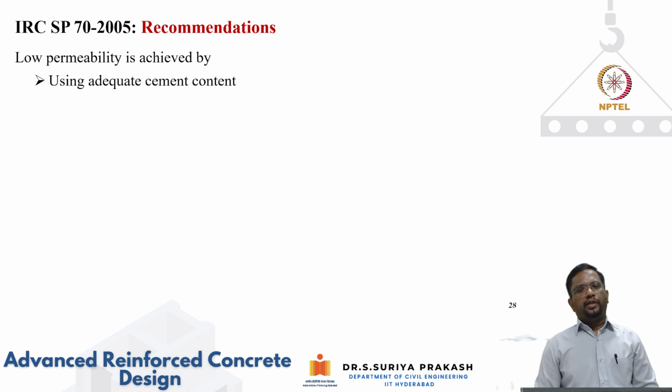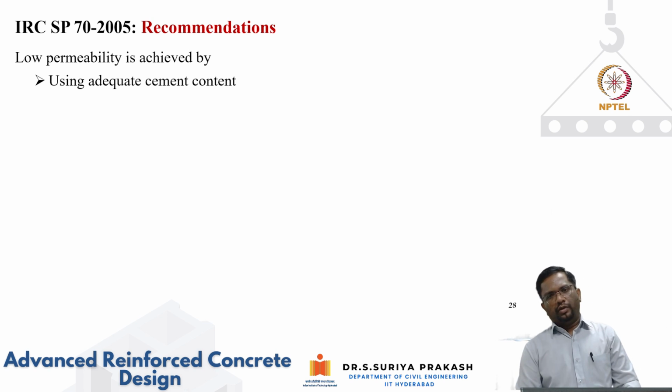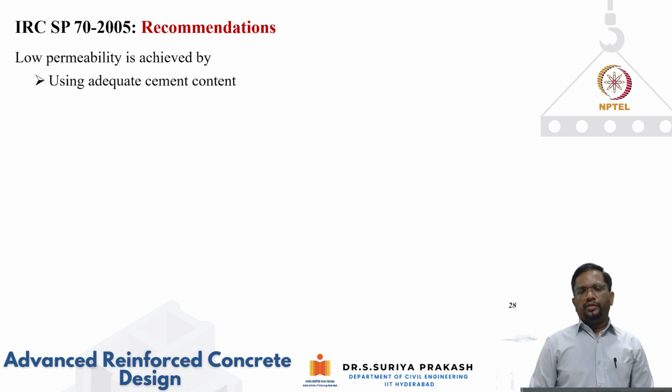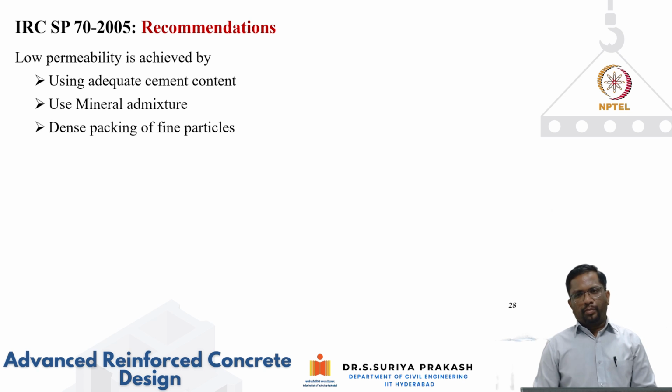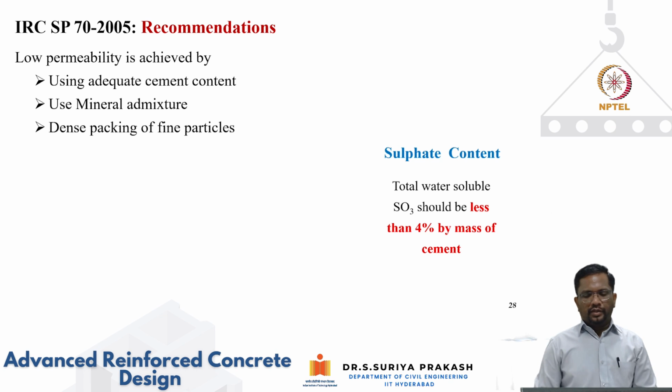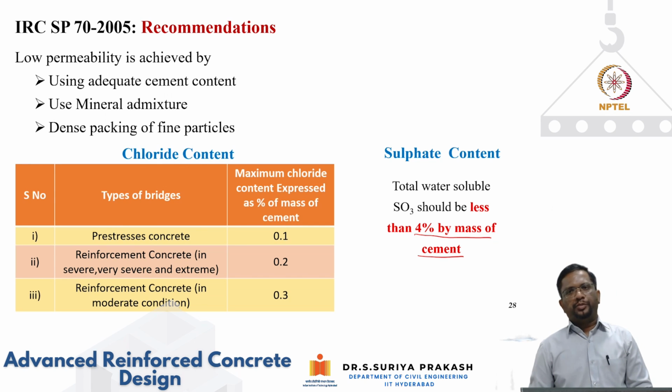Now, there is an IRC special publication that gives some recommendations for improving durability. One is, of course, that we want to make the concrete low permeable, and low permeability can be achieved by using adequate cement content and supplementary cementitious materials like mineral admixtures, and also by proper particle packing in the mix design with the help of dense packing of fine particles. And also the sulfate content, they are saying that SO3 content should be less than 4% by mass of cement. So these are the recommendations that are given in IRC SP70.